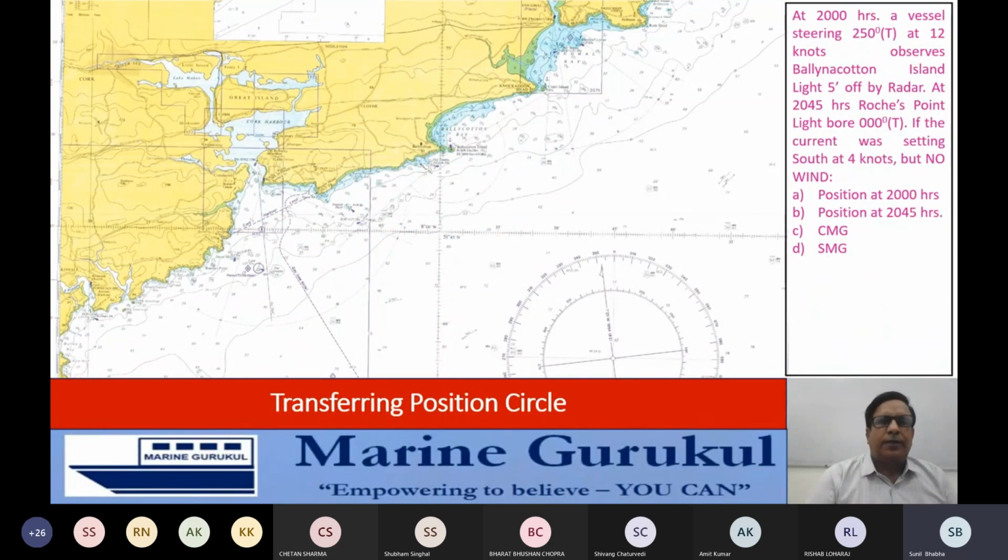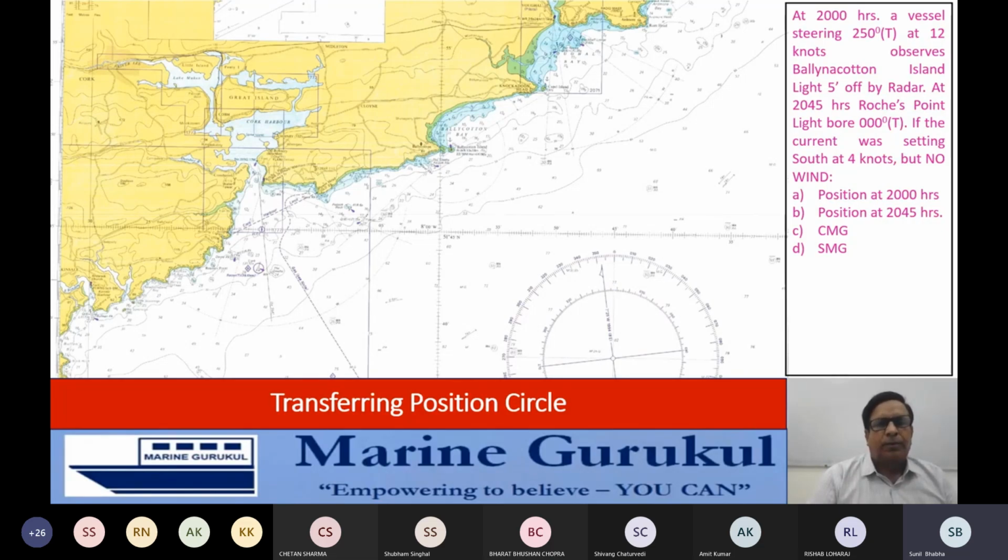Now we take one more example wherein there is no wind but only current. At 2000 hours, a vessel steering 250 degrees true at 12 knots observes Bellina Cotton Island light 5 miles off by radar. At 20:45 hours, Roche's light bore 000 degrees true. If the current was setting south at 4 knots, but no wind, we have to find the two positions, CMG and SMG. Since the current has to be factored, we ask the question: counteracting or allowing? CTS known, CMG to find, so obviously it's allowing.